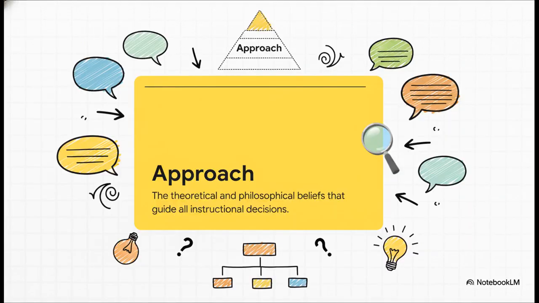Let's just zoom in on the top of that pyramid for a second. The approach. This is the most abstract level. It's not a procedure, it's a belief system. For instance, if a teacher has a communicative approach, they believe the entire point of language is to connect with people and make meaning. That one single belief, that why, is going to shape every single decision they make in the classroom. It all starts there.